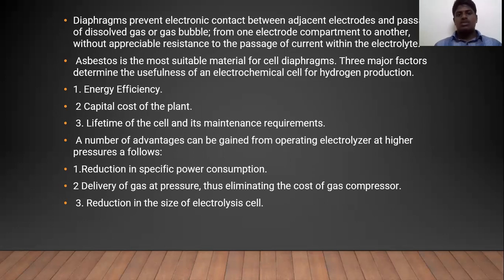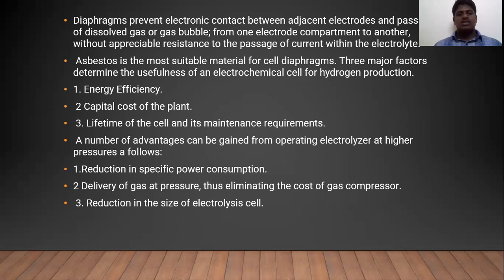Diaphragms prevent electric contact between adjacent electrodes and passage of dissolved gas or gas bubbles from one electrode compartment to another without appreciable resistance to the passage of current within the electrolysis. Asbestos is the most suitable material for cell diaphragms.